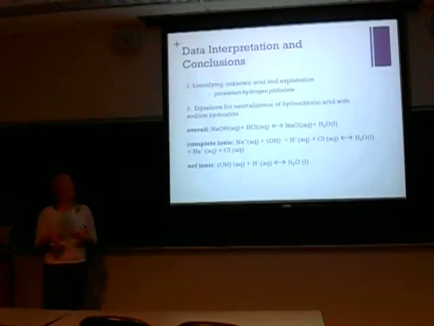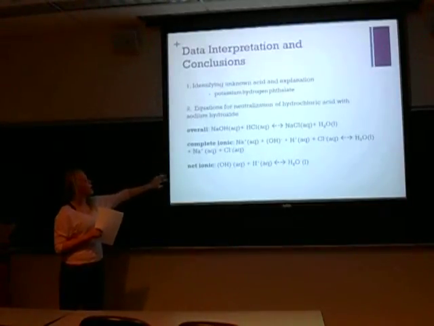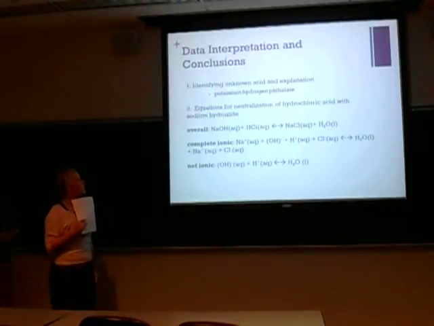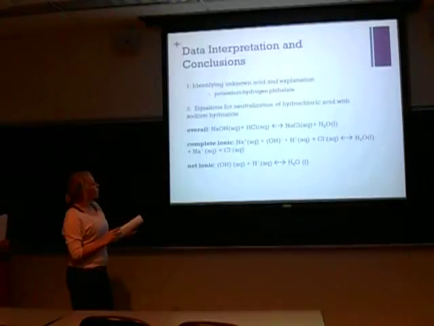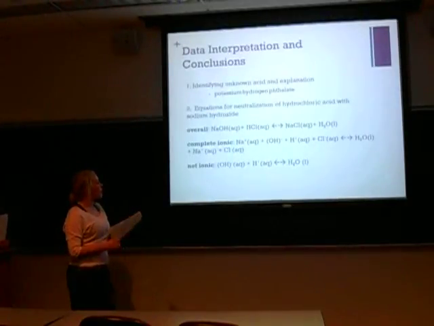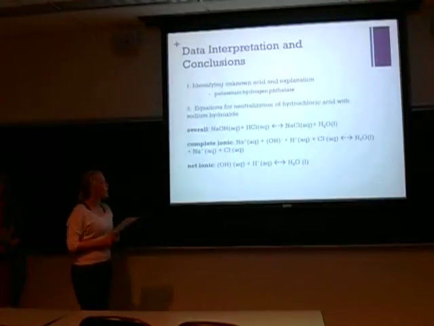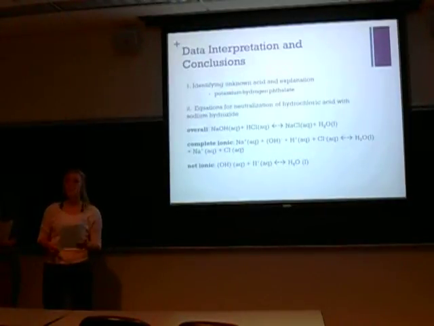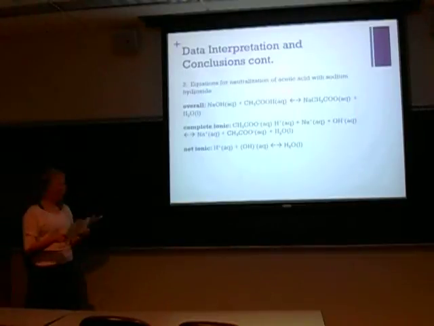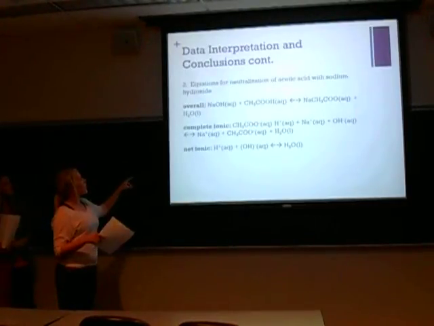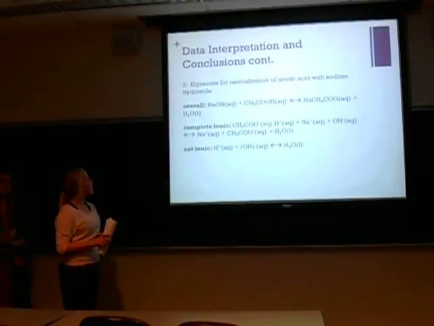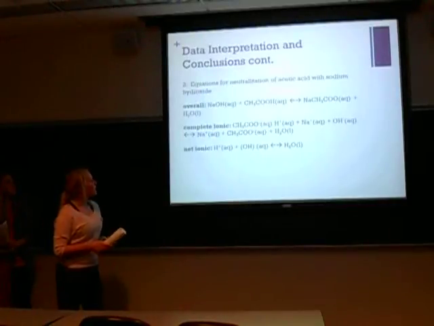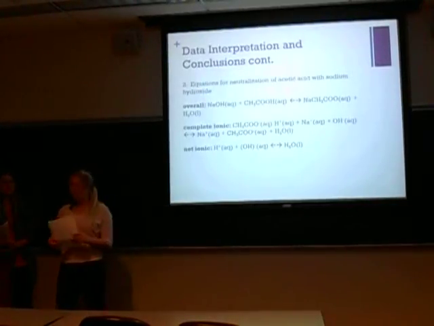This was the overall complete ionic and net ionic equations for the neutralization of hydrochloric acid with sodium hydroxide. And going through that, we find that sodium and chloride were spectator ions, and we're left with hydroxide and hydrogen, which yields water. And these are the overall complete ionic and net ionic equations for the neutralization of acetic acid with sodium hydroxide. And as you can see, it is mirrored down with water.